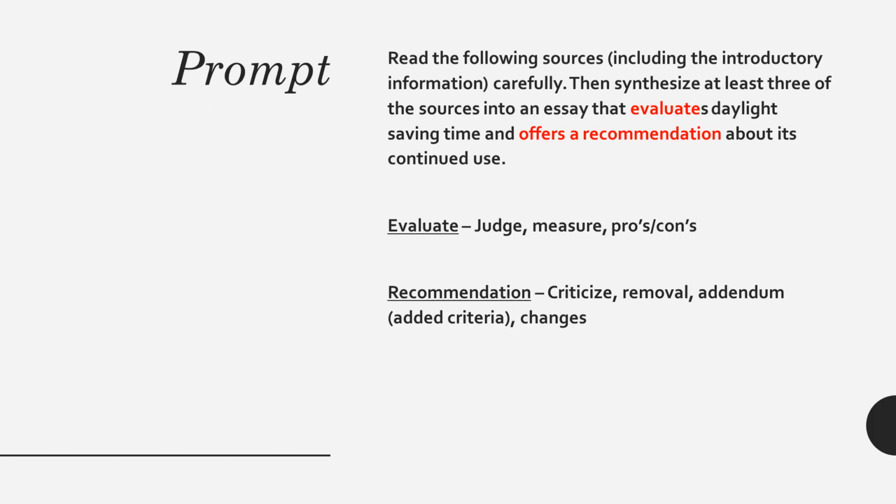So here's the prompt one more time, just to recall. Read the following sources, including the introductory information, carefully. Then synthesize at least 3 of the sources into an essay that 1. Evaluates daylight savings time and offers a recommendation about its continued use. So we need to understand the instructions, right? It's always confusing when it asks you to explain, analyze, whatever. Number 1, evaluate. We've got to judge it, measure it, pros and cons. This is where you're measuring out how DST actually works or not in the context of the sources here.